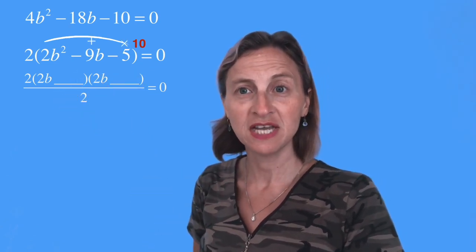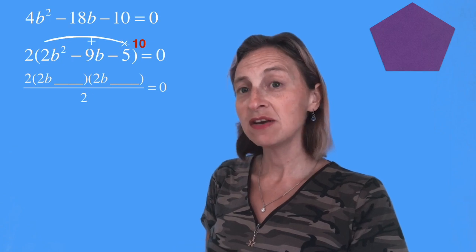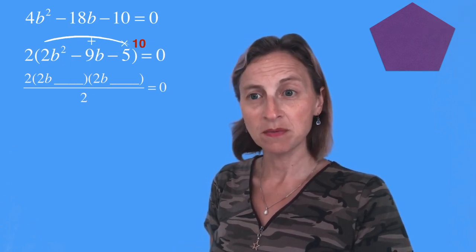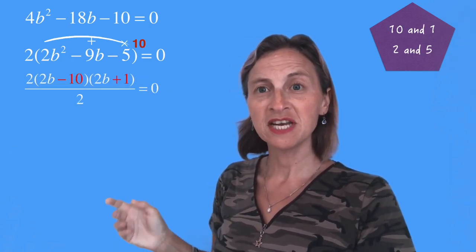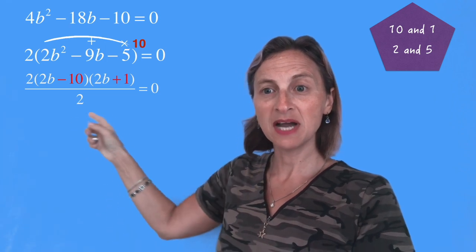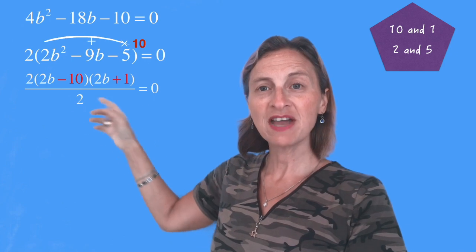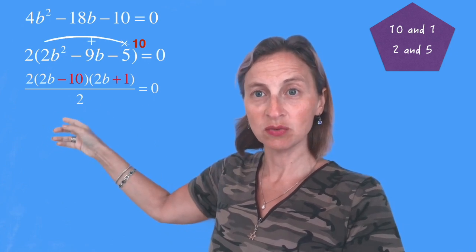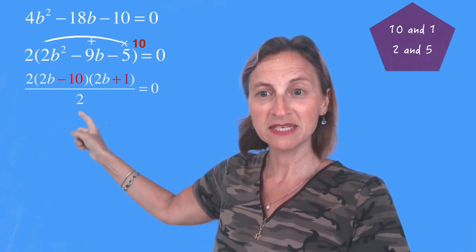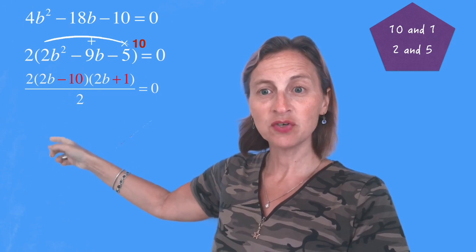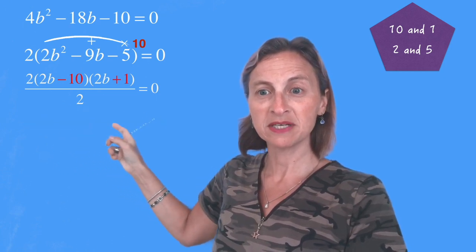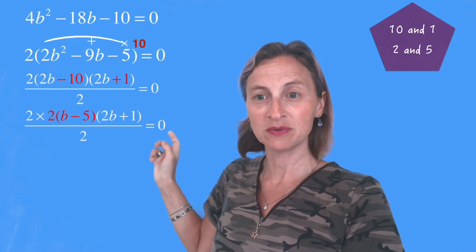So what are the factors of 10? 10 and 1, 5 and 2. So what multiplies to give 10 and adds to give minus 9? Minus 10 plus 1. So we add that in, and then we factorize out one of the brackets as usual. We can factorize out the 2b minus 10. So we're left with 2 times 2 bracket b minus 5, 2b plus 1, all over 2 equals 0.